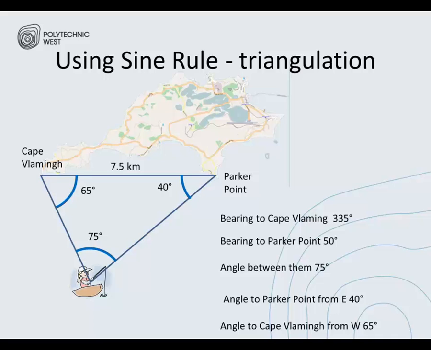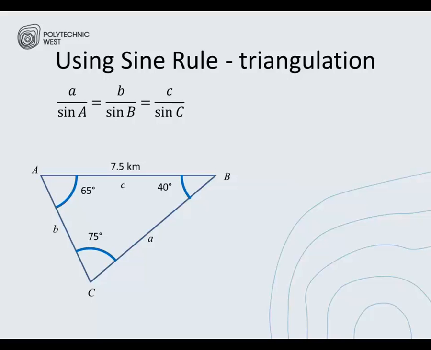So now I've got a triangle with three angles, 65 degrees, 75 degrees and 40 degrees, and I have one distance, 7.5 kilometers. I can use the sine rule to find the other distances. So there's the sine rule: a over sine A equals b over sine B equals c over sine C.